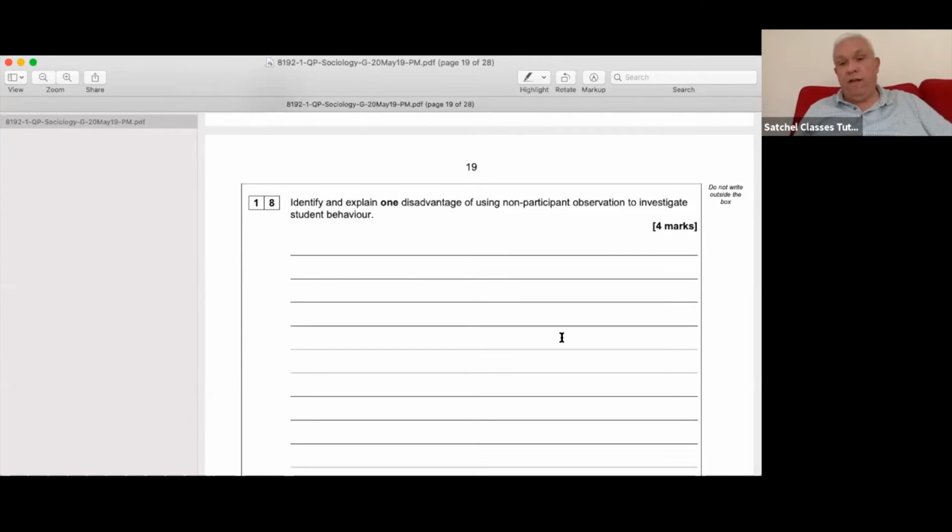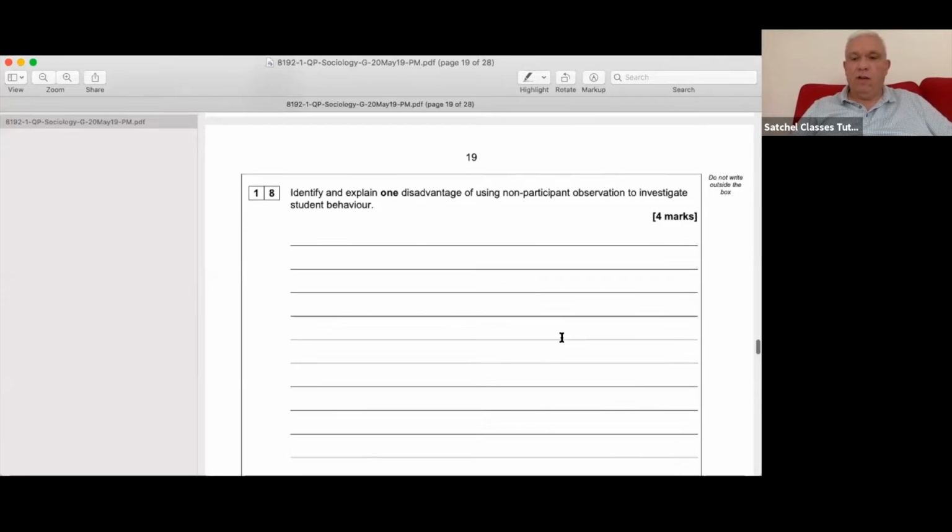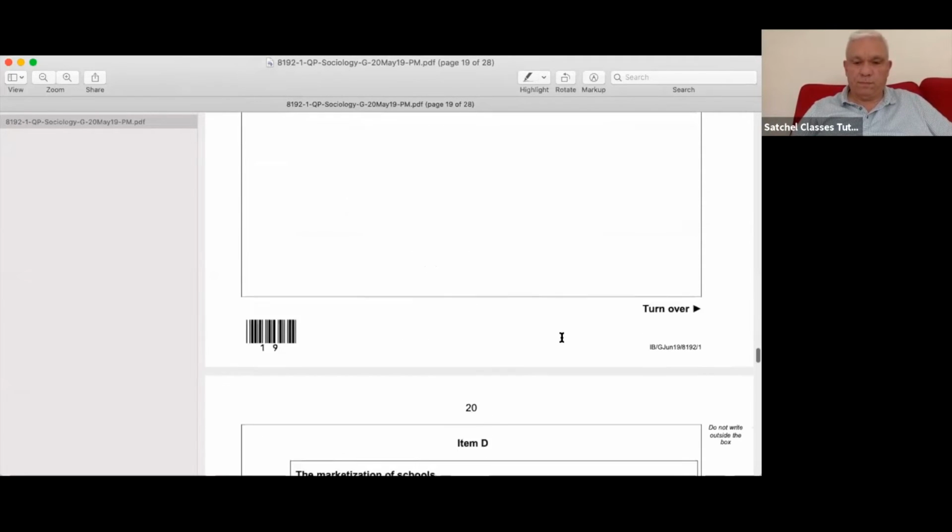Also, if it doesn't say whether it's covert or overt, there's nothing wrong with mentioning that. If it was covert, in other words children didn't know they were being observed, then you've got to get their consent. So that could be a disadvantage. It doesn't really mention that, but you could have thrown that in as well.